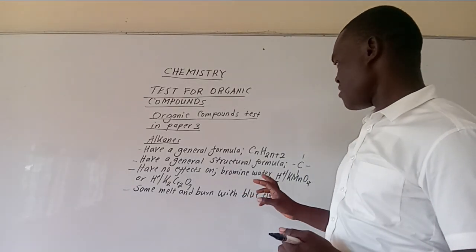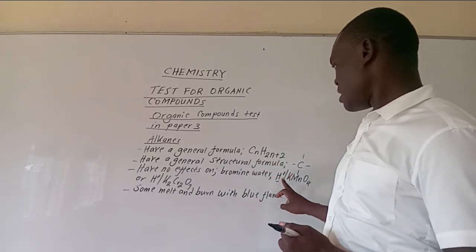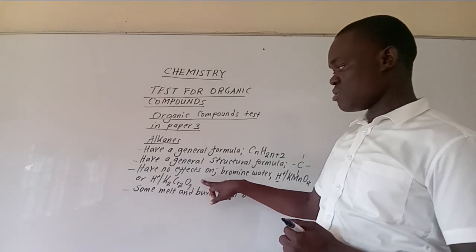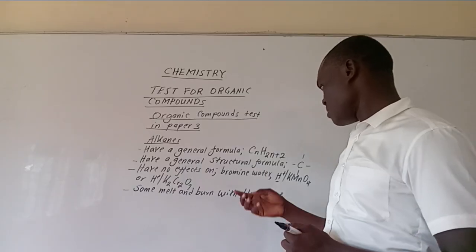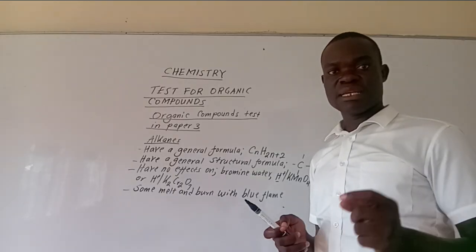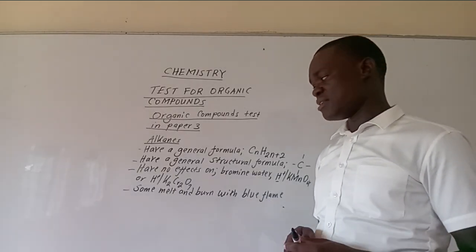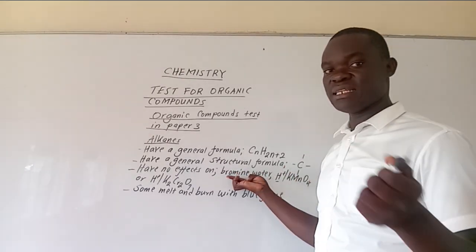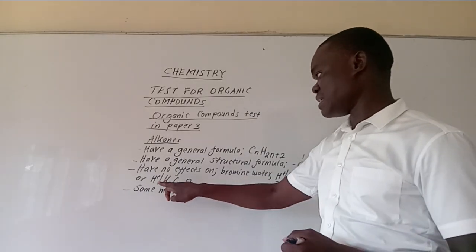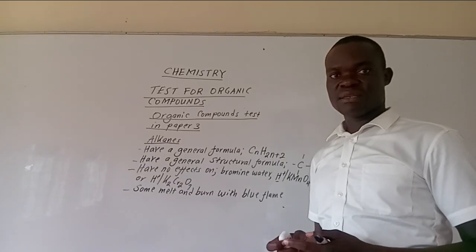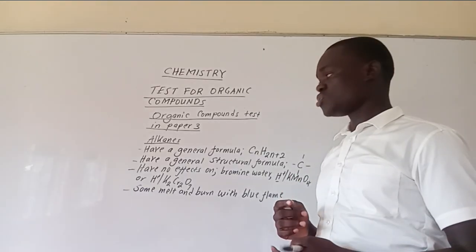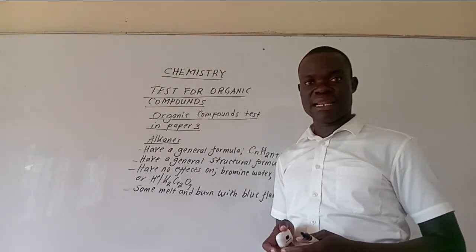For example, we have acidified potassium dichromate(VI), this one. We also have bromine water, though there are some inorganic compounds that we can use bromine water on. For example, sulfites. Sulfite is a bleaching agent. It can bleach the brown bromine to colorless. But in most cases, when you see bromine water, acidified potassium manganate(VII), and acidified potassium dichromate(VI), you can just guess that this is organic compound, and the type of question that comes. So let's begin with the alkanes.